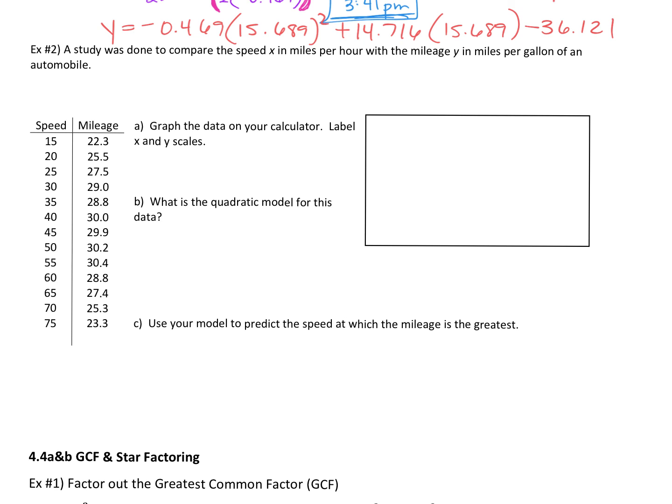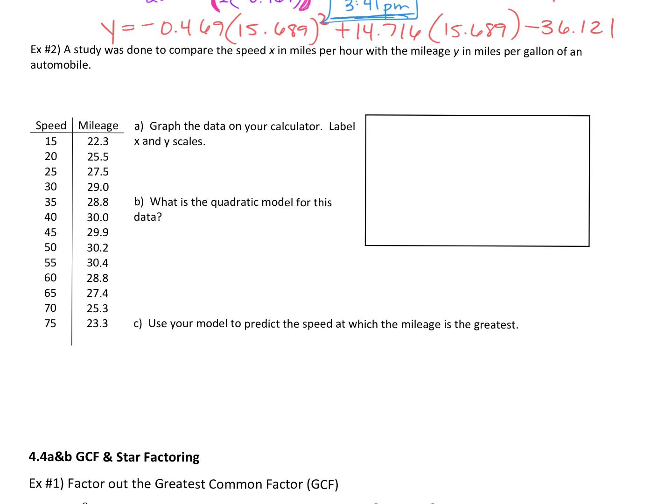So your equation should be y equals negative 0.008 x squared plus 0.746 x plus 13.469. Okay, if we're doing 3 decimal places again.